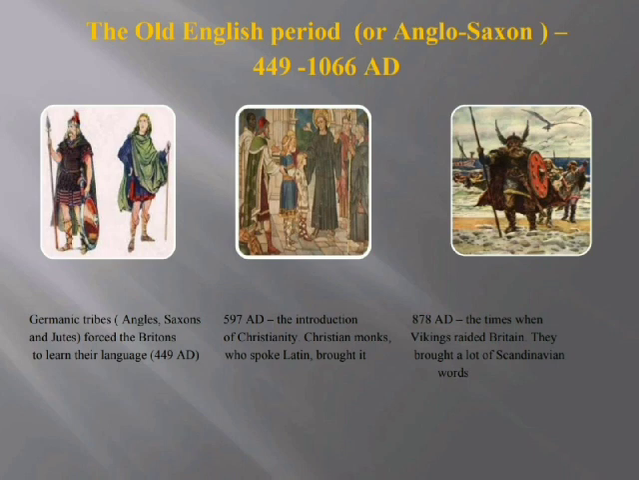In 449 AD, the Britons were conquered by Germanic tribes called Angles, Saxons, and Jutes. They forced the Britons to learn their languages. The Anglo-Saxons contributed to the English formation most of all. Thanks to them we have English and such words as England, man, eat, drink, child. During this period, Latin and Scandinavian words came into English too.